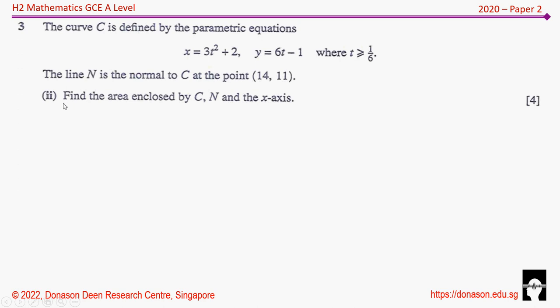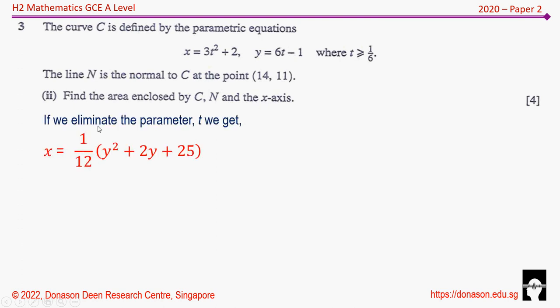Let's now move on to part 2, which says find the area enclosed by C, which is a curve, N, which is the normal, as well as the x-axis. Okay. Now, before we do that, let us eliminate the parameter t. If you were to eliminate the parameter t, how would I do that?